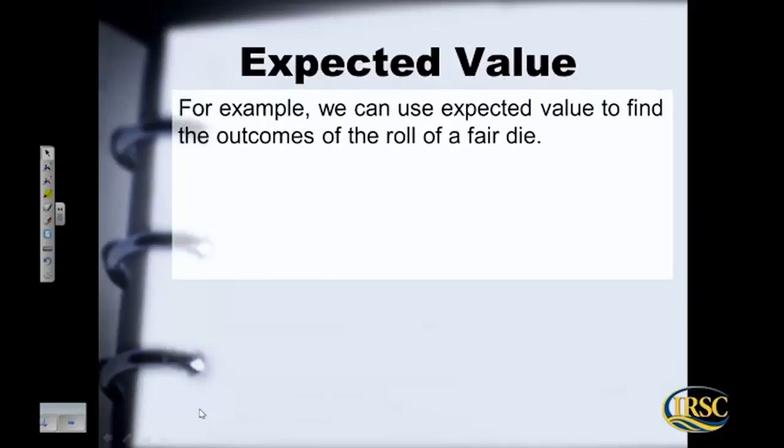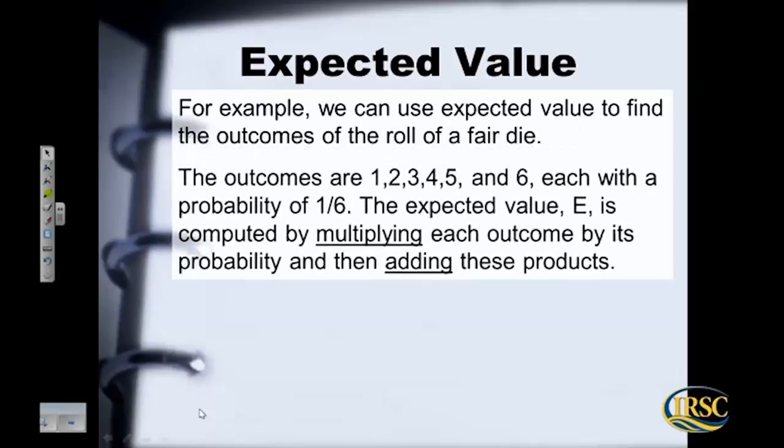For example, we can use expected value to find the outcome of the roll of a fair die. Now, this is actually not the most practical use of expected value, but I show you this example because the numbers are small and easy, and it's easy to follow what you're doing with the process. The outcomes are 1, 2, 3, 4, 5, and 6. When you roll a die, you could get a 1, 2, 3, 4, 5, or 6, and each of them has a probability of 1/6. So the probability of rolling a 3 is 1 out of 6. Probability of rolling a 5 is 1 over 6.